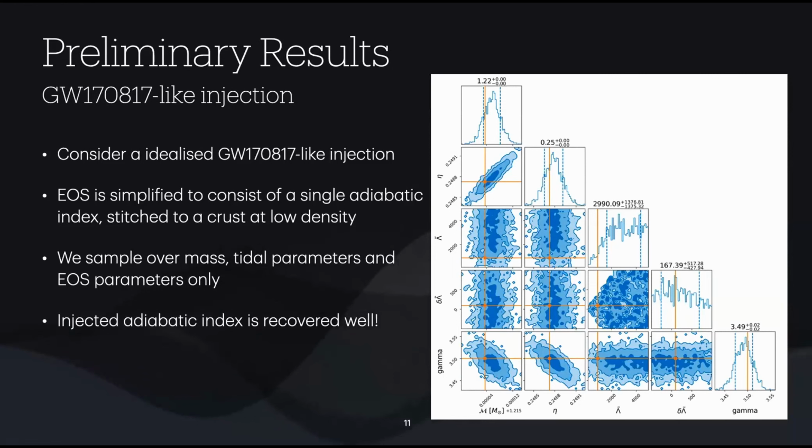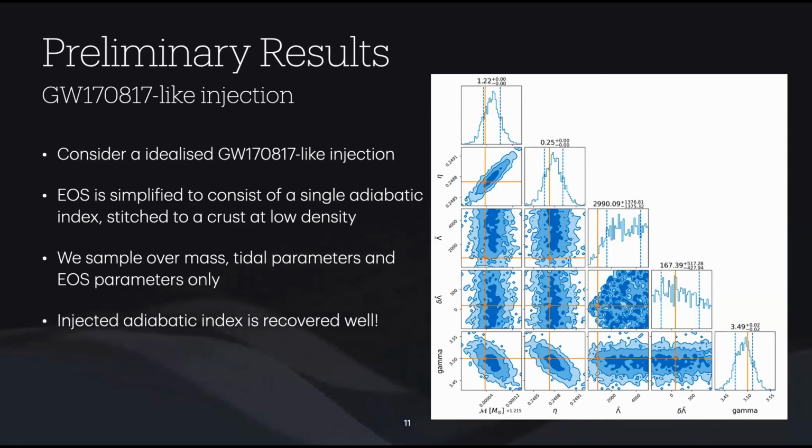Anyway, so this is kind of an idealized injection of this event. Rather than doing the full model, we've simplified the equation of state to just consist of a single adiabatic index, rather than having 3 or more adiabatic indexes. And I've also simplified things to just sample over mass, tidal parameters, and EOS parameters.